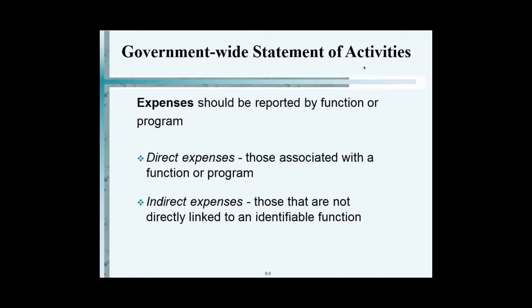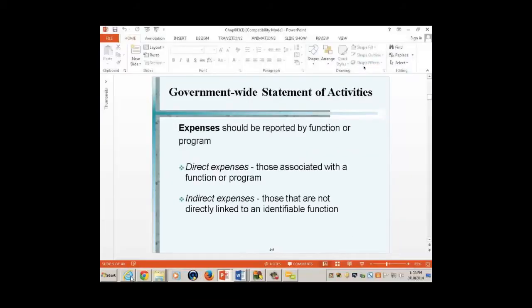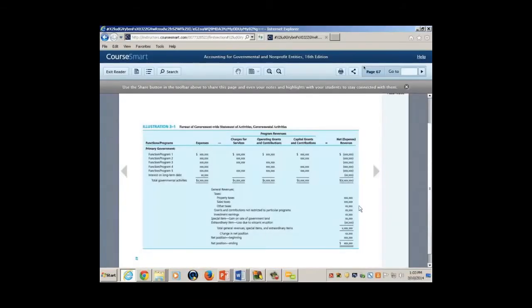Now, before we do that, let's just take a look at the statement itself. This is what it looks like. This is the statement of activities, okay, right from the book. I want you to just take a minute and look at this statement. Okay. What's the format? Expenses minus revenues equal what? Net revenues or expense, right? Interesting format. It's flipped around, right?